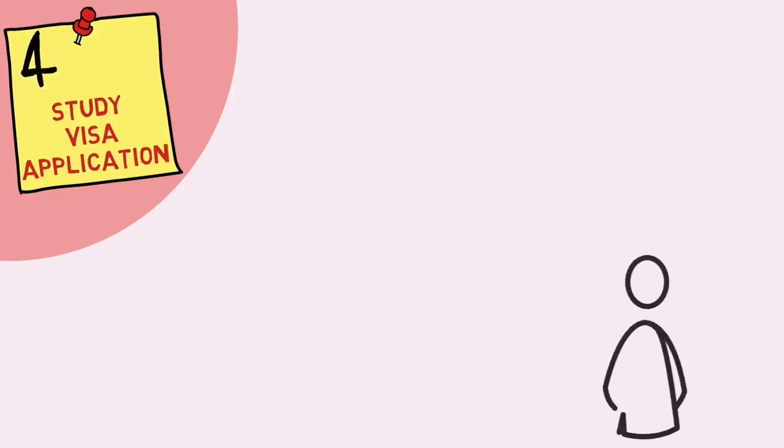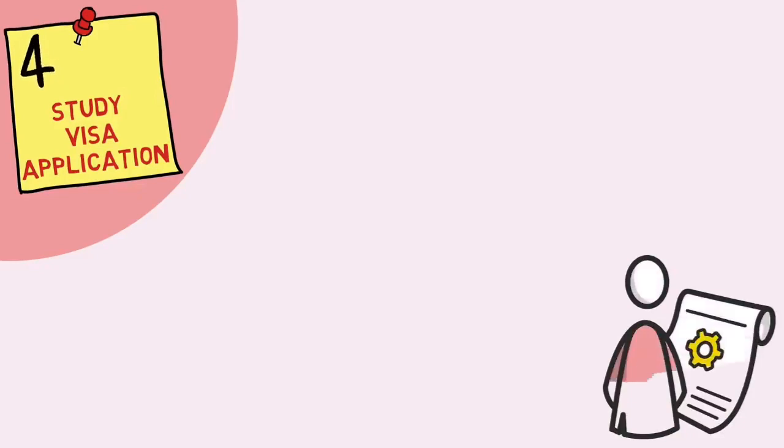Okay, now coming over to the last point, the 4th point, study visa application. So of course you need to apply for the study visa or the study permit to come to Canada. You've got the acceptance letter, but that acceptance letter was for the sake of getting the study visa, and you can apply online or through your VFS office in your city.